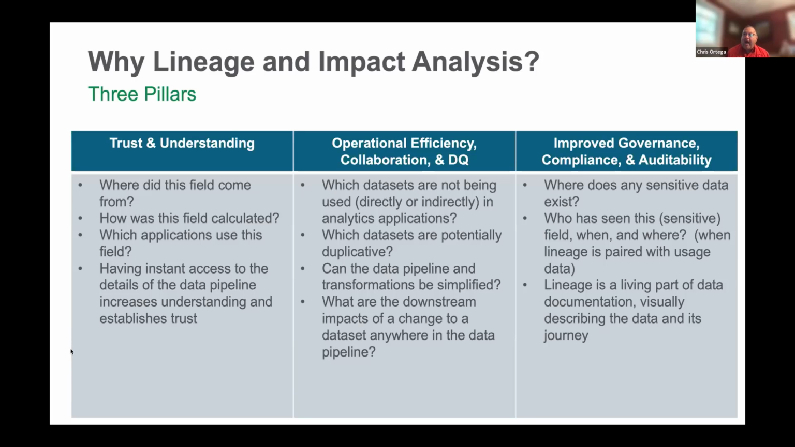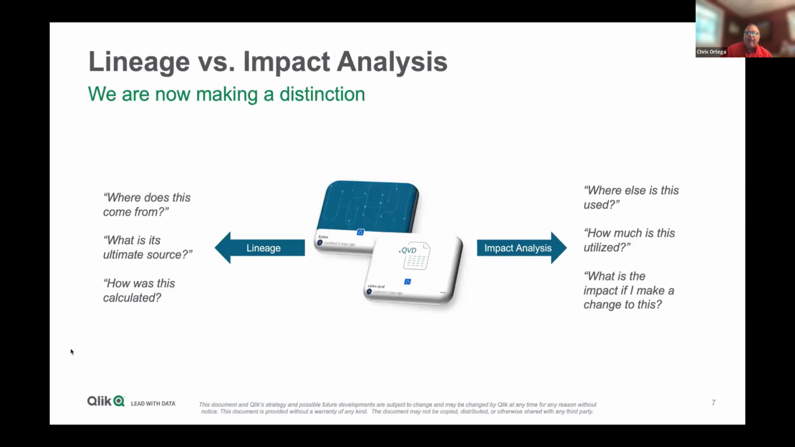And then, of course, the last case is around auditability, compliance, right? Where does my sensitive data exist? Who's seen it? Right, being able to track those things. And so when we talk about lineage, there's really two aspects to it, and they're distinct in terms of both those use cases, but also in terms of the direction that we're using this data flow information.